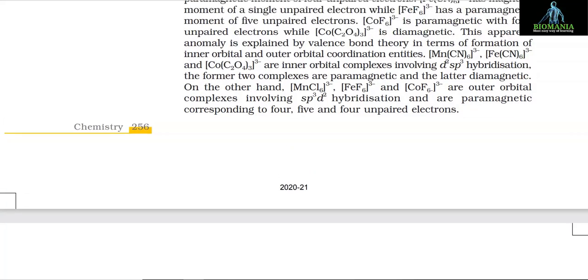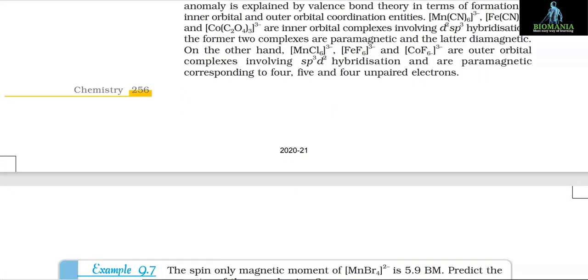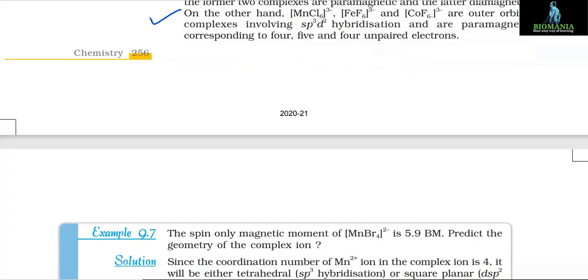The apparent anomaly is explained by valence bond theory in terms of formation of inner orbital and outer orbital coordination entities. [Mn(CN)6]3-, [Fe(CN)6]3-, and [Co(C2O4)3]3- are inner orbital complexes involving d2sp3 hybridization. The former two complexes are paramagnetic and the latter diamagnetic. On the other hand, [MnCl6]3-, [FeF6]3-, and [CoF6]3- are outer orbital complexes involving sp3d2 hybridization and are paramagnetic, corresponding to 4, 5 and 4 unpaired electrons.